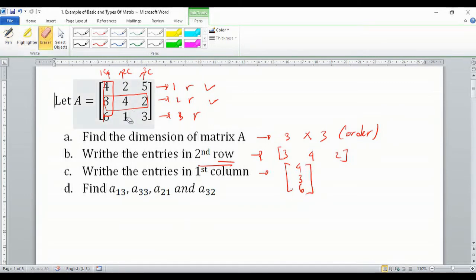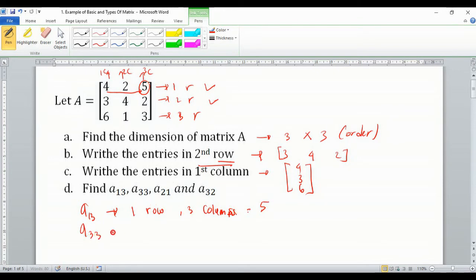Okay, how about D? They are asking to find A13. So A13 means first row, 3rd column. The first row is in here, 3rd column, so this one is 5. How about A33? This one is 3rd row and 3rd column. 3rd row, and then 3rd column. So this one is 3.